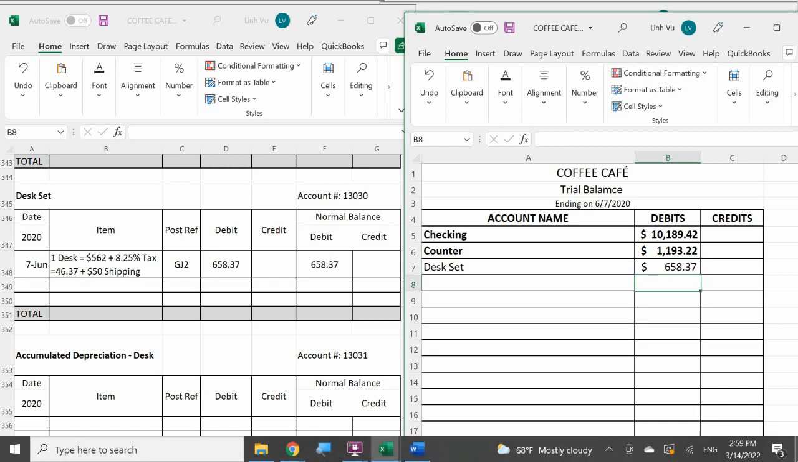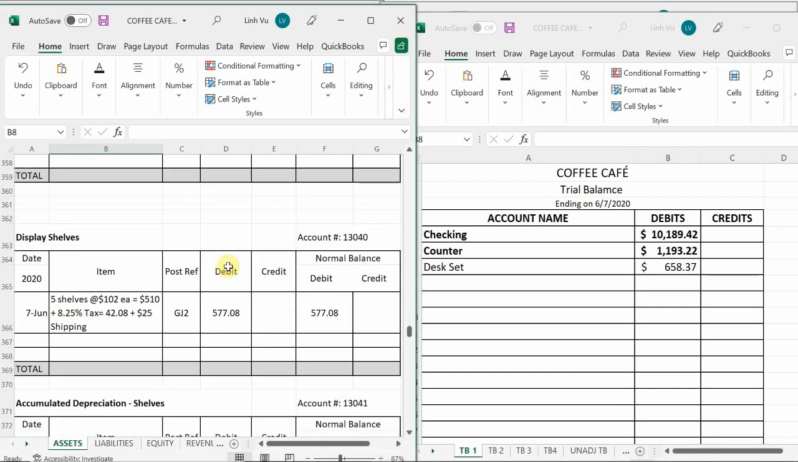Okay. This is also where a lot of the times you're transferring from your ledger to your trial balance. You can make your typos here. So make sure that when you're transferring the information, you check your ledger to make sure that it is correct on your trial balance. Okay.